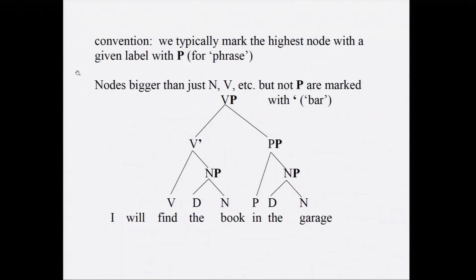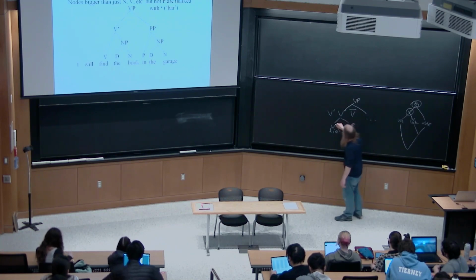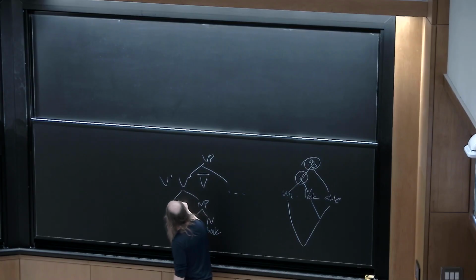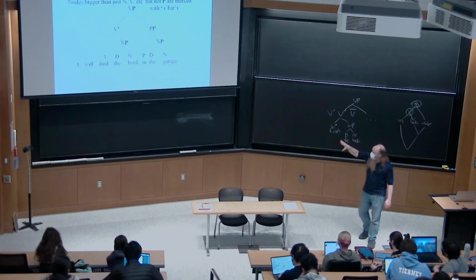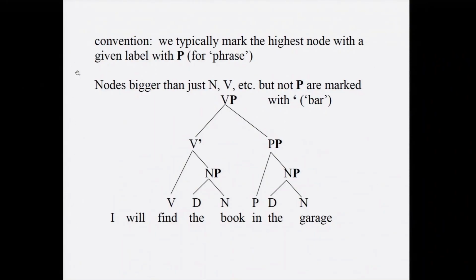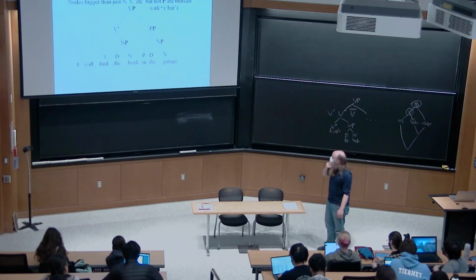So again, P is the marker for the highest thing with a given label. The lowest thing with a given label doesn't get a mark. Sometimes when people want to make it clear that it's not a bar and it's not a P, they'll put a little raised 0 on it. I won't do that, but you'll see people do that sometimes. So you've got the unmarked thing, that's the word itself. You've got the P, that's the highest thing, and everything else is a bar. One consequence of all this actually is that there are things which are both phrases and heads.